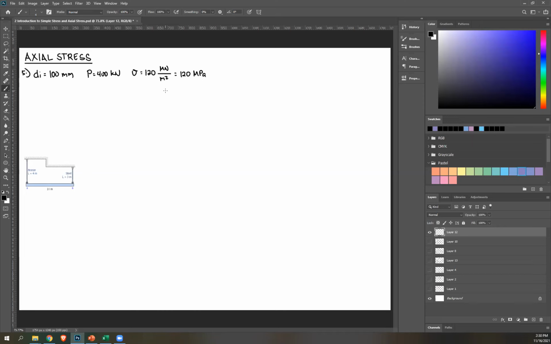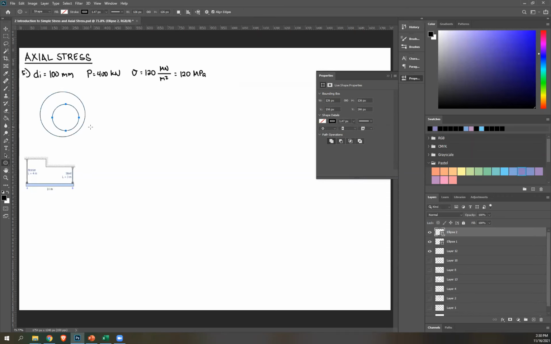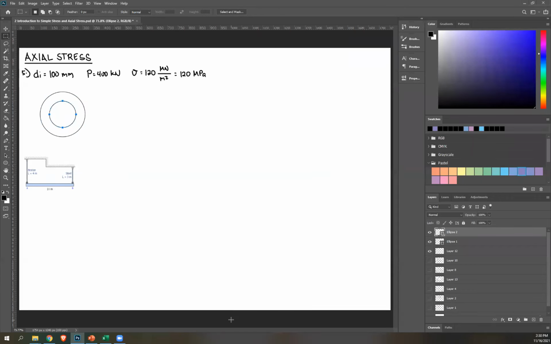Now let's solve. So let me draw what's happening for you to have a better understanding. So this is your tube. We're given the inside diameter, this is 100. What we want to get is this, the outer one. Okay, this is what we want to know, for D_O.